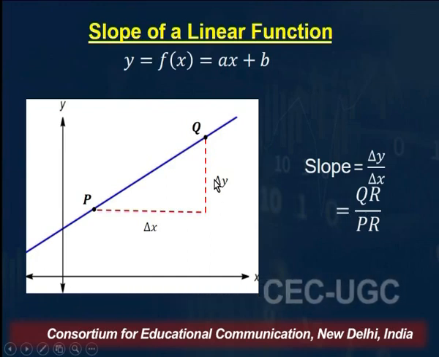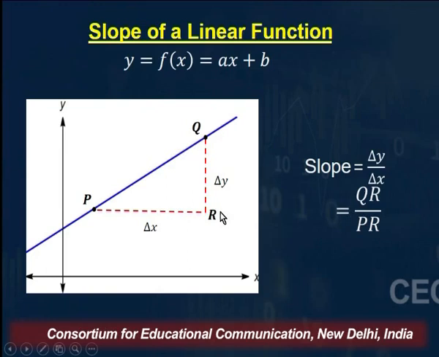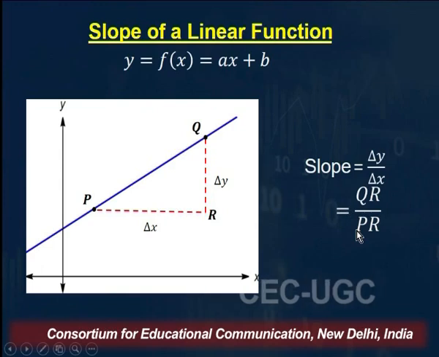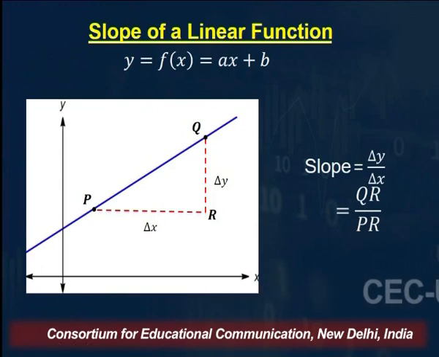So we have delta y being given as QR, that is the height that you have traversed when you move from P to Q, and the horizontal distance that you have traversed, delta x, is then PR. So the slope is given by QR by PR, but the main point here is that the slope is the same throughout for any point on the linear function, on a straight line.